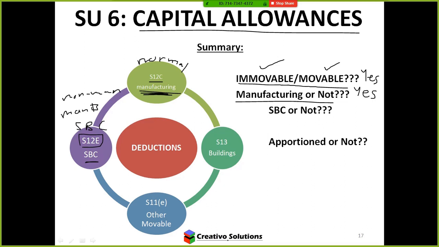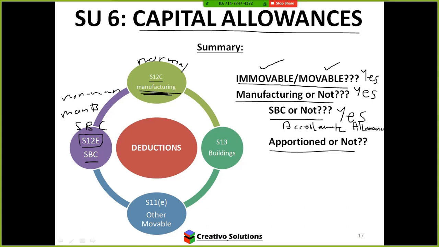So is it important to distinguish between the two? Definitely. It doesn't apply for section 12C, it does apply for section 12E. Does that make sense? Yes. Do we need to distinguish between SBC or not? That's an easy question. Yes, we have to, because now you could get an accelerated allowance or not, depending on what you are. Does it make sense? Yes.